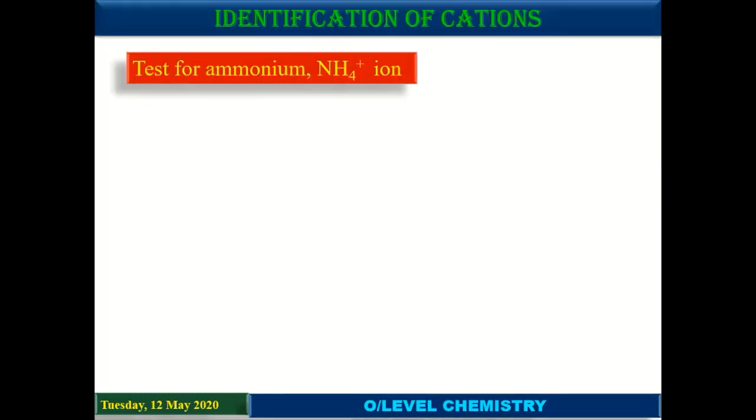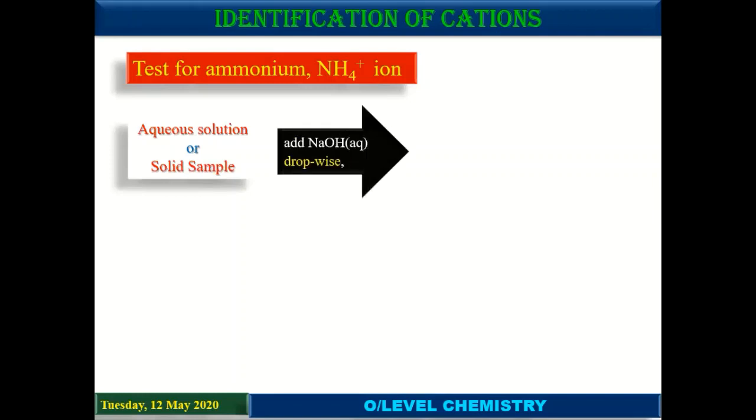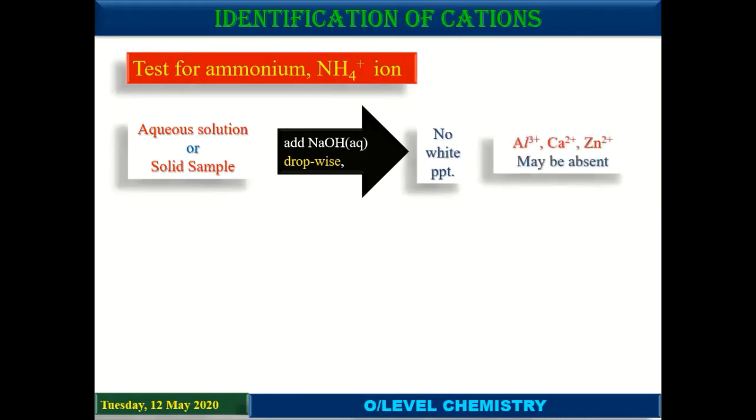Now, we have already seen in our initial slides that if we are testing our aqueous, transparent, colorless solution, on adding sodium hydroxide dropwise, and we are getting no PPT, it means aluminium, calcium, and zinc may be absent. So what may be present? Ammonium may be present.